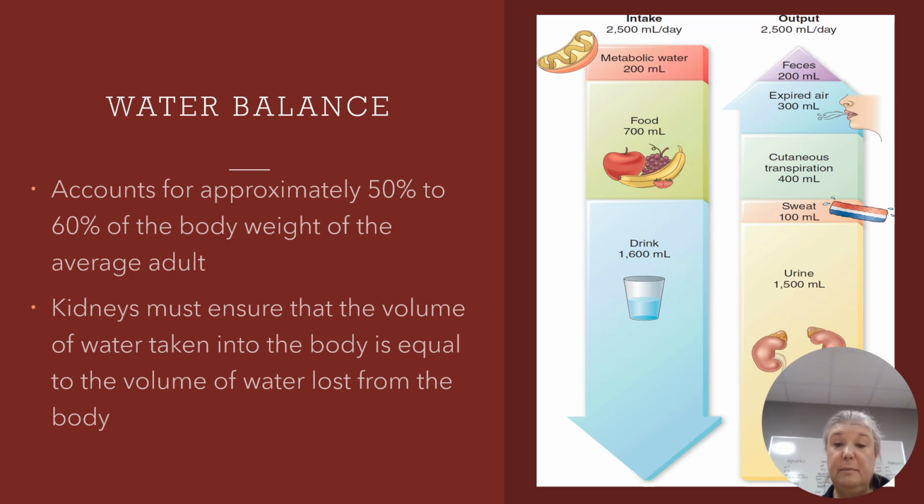For this fluid balance to be maintained, the kidneys must ensure that the volume of water taken into the body is equal to the volume of water lost from the body. Water is taken into the body through consumed liquids and foods. Water is also present in the body as a byproduct of metabolism. Water losses occur through perspiration, urination, defecation, cutaneous transpiration. This is water loss just through the skin, and exhalation. Kidneys are able to prevent dehydration when fluid intake is low and prevent volume overload when fluid intake is excessive.